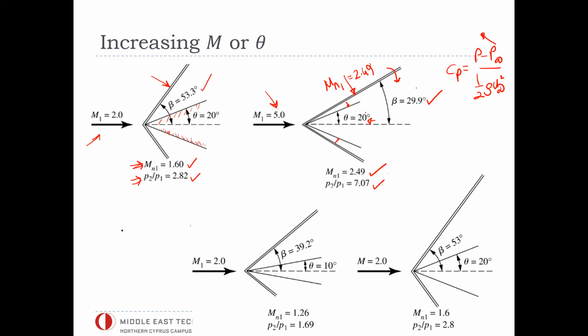Now, the second scenario is in this bottom row. First of all, we are flying at Mach 2, similar to that. Initially, let's say our vehicle has this wedge angle of 10 degrees. Again, we do not have any detached shock wave or anything. We have an attached shock wave here, and the shock wave angle is calculated using these given values, 39.2 degrees, from the theta-beta-M diagram.